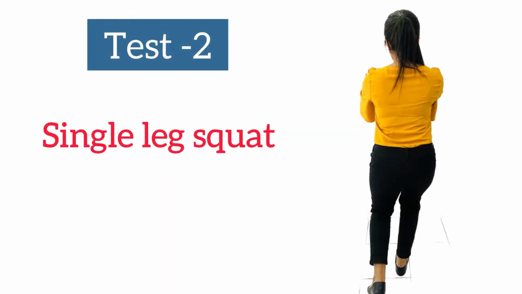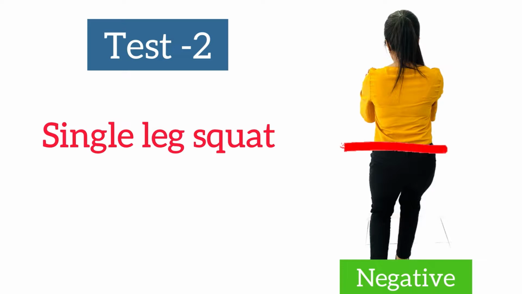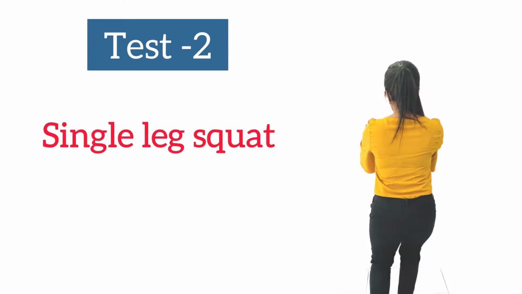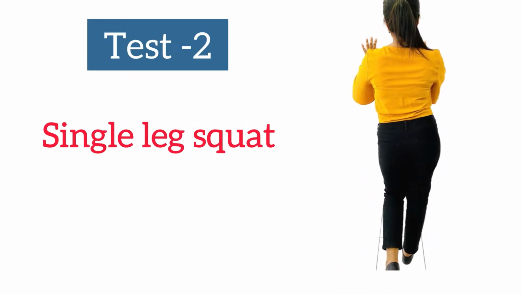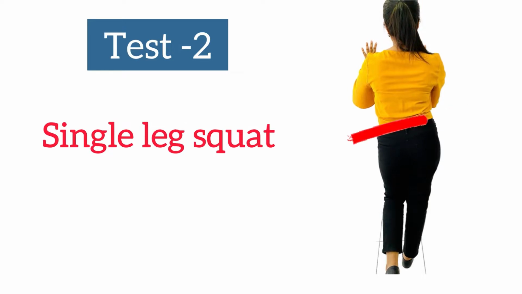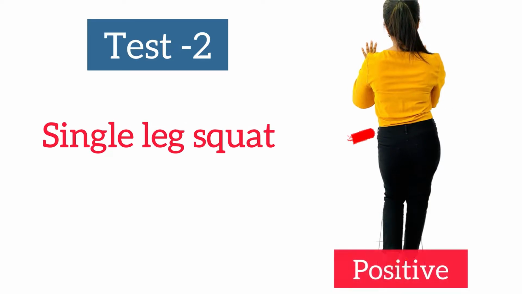Test 2. Single leg squat. Stand on one leg and do a single leg squat. When you are doing the single leg squat, if your hips are at the same level, the test is negative. But if you have a hip drop, the test is positive. It indicates the hip gluteal muscles of the leg you are standing on are weak.